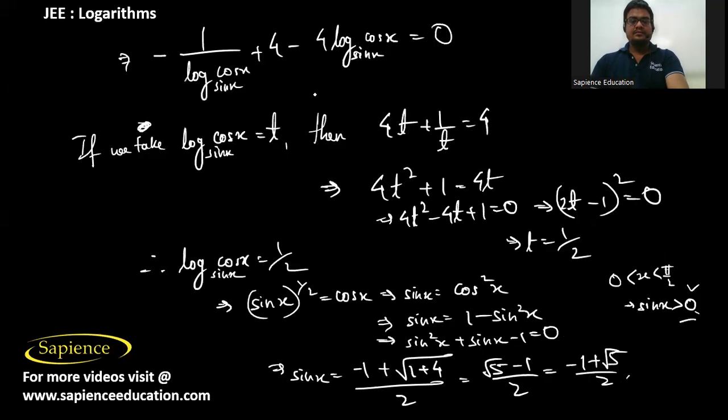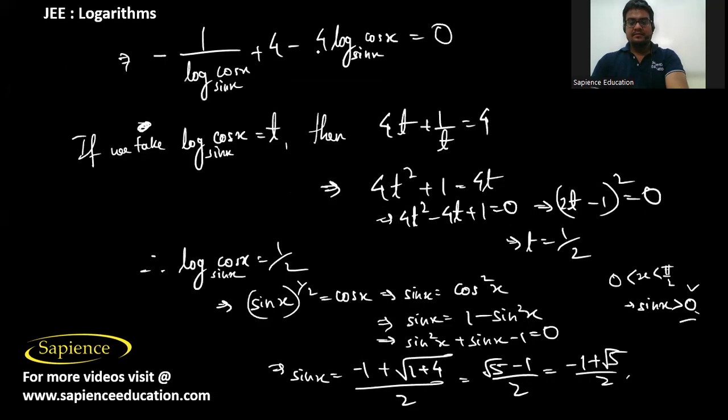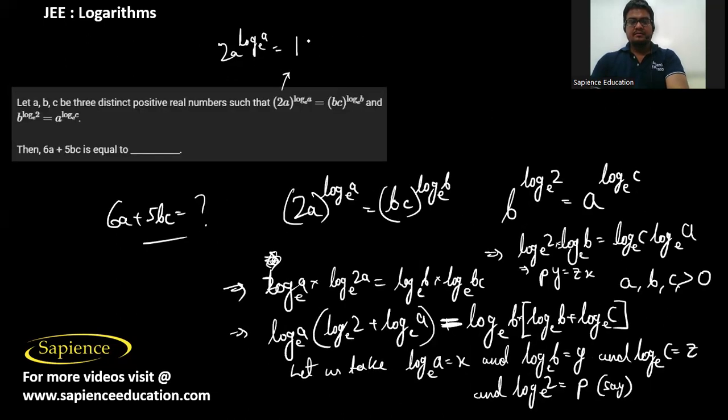So now from here we can see that 2a power log a base e will be equal to bc, which is 1, power log b base e. Now 1 power something will be 1 only. So therefore log a base e should be equal to 0.